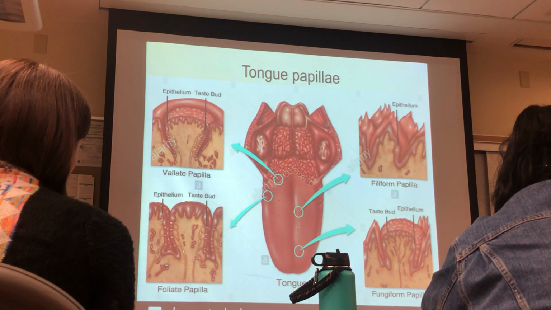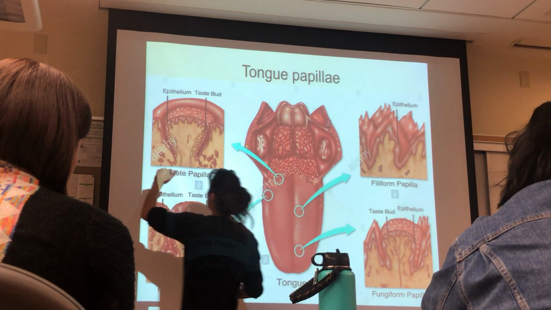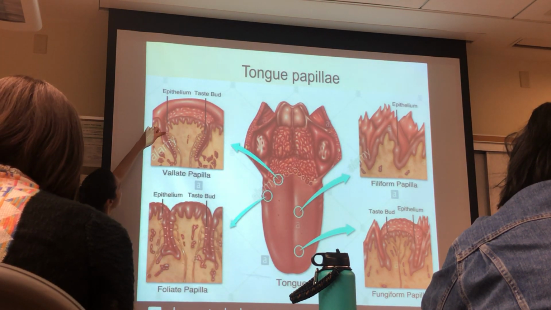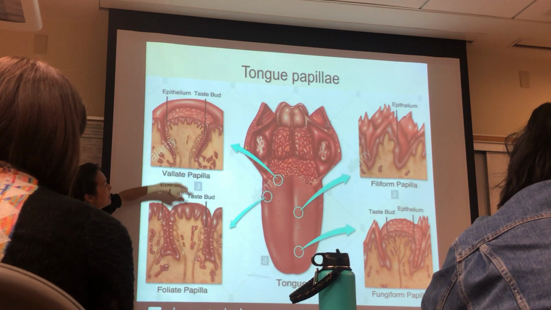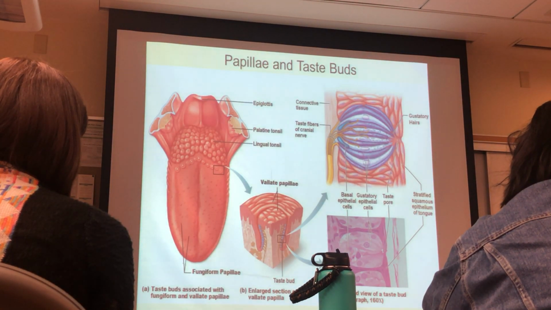Where are your taste buds? Your taste buds are actually in the sides of your papillae. Taste buds are microscopic. You cannot see them with the eye. They're embedded within the crevices of your papillae. Let me show you another picture.